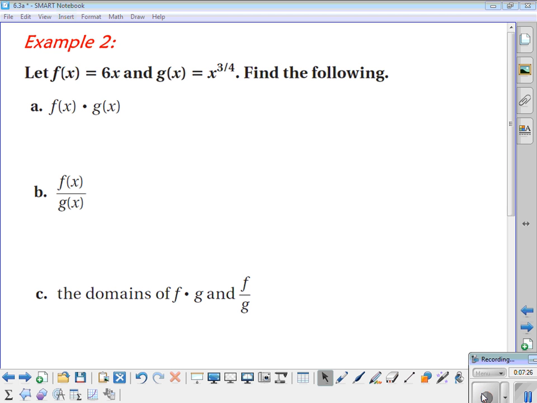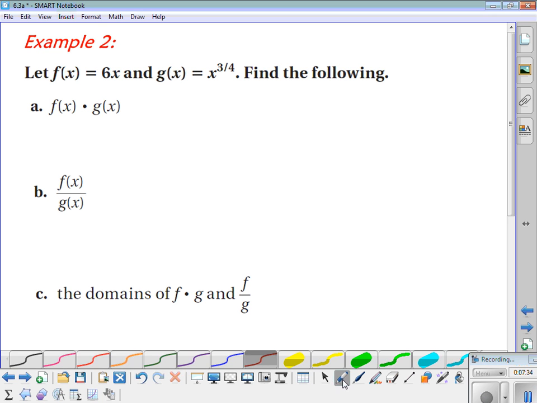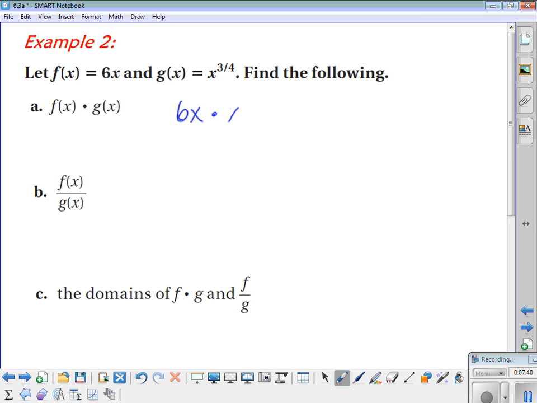All right, so now we're going to do some multiplication and division. We're going to let f of x equal 6x and g of x equal x to the 3/4 power. So if I want to do f of x times g of x, that just means I'm taking 6x times x to the 3/4. Remember, we assume there's a 1 there. I'm not going to write a mixed number for an exponent, so let's make that an improper fraction. What is 1 plus 3/4? 7/4, yes. So that would be 6x to the 7/4.